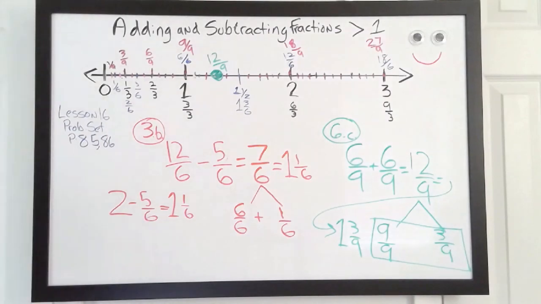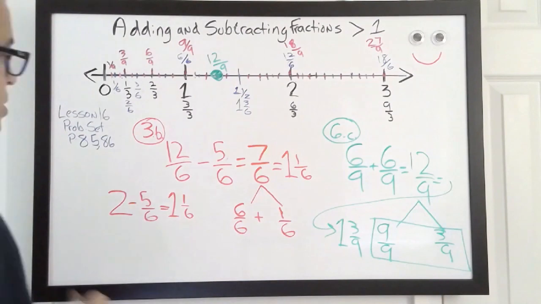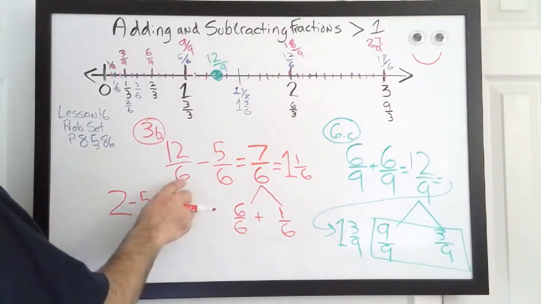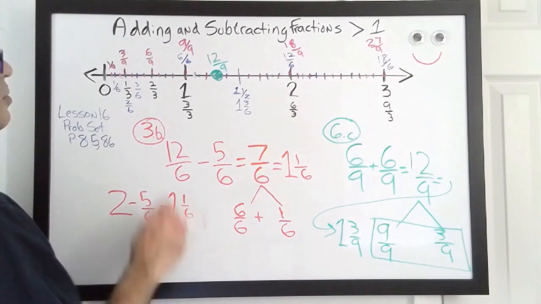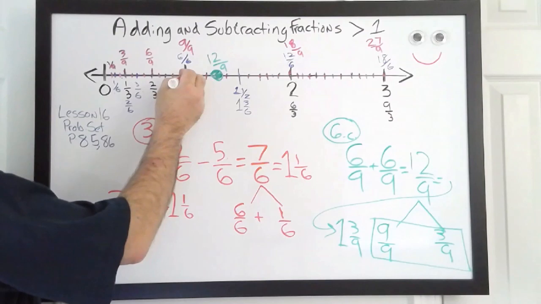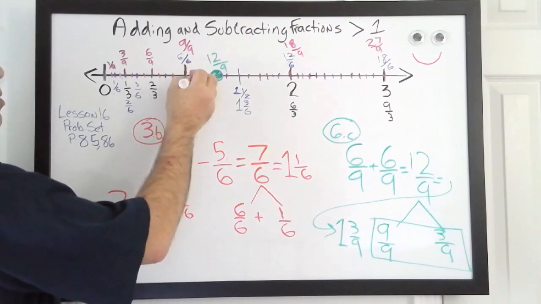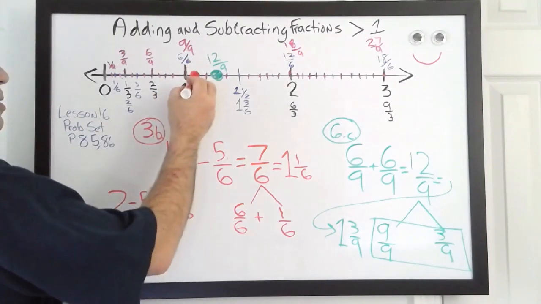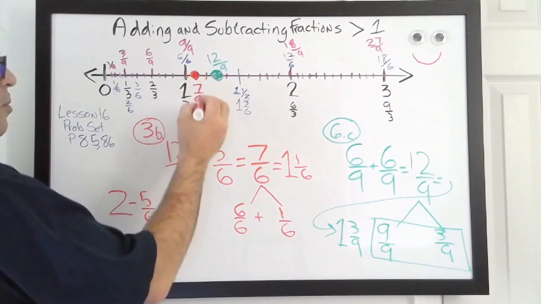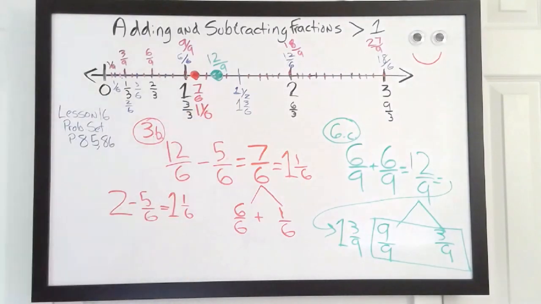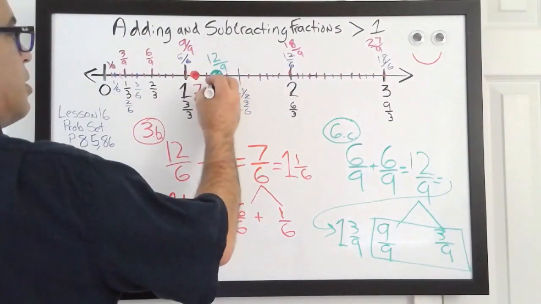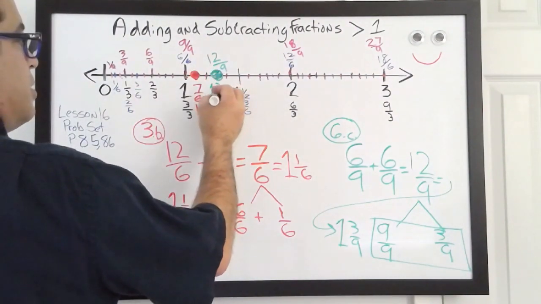We didn't plot the last one, 3b, so let me do that for you. We said the answer was, if we take 5 sixths away from 2, we're at 1 and 1 sixth. Where is that at? Well, here is one whole number, 6 sixths, plus 1 more is right there. There is 7 sixths, or we said 1 and 1 sixth. And for the green one, that was 1 and 3 ninths as well. So I'm going to write 1 and 3 ninths here. Man, my number line is busy.